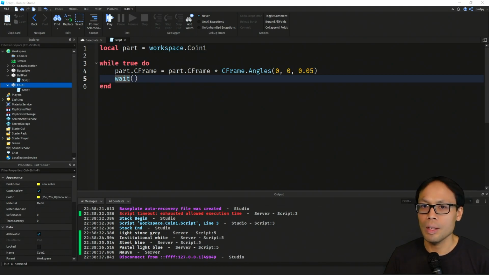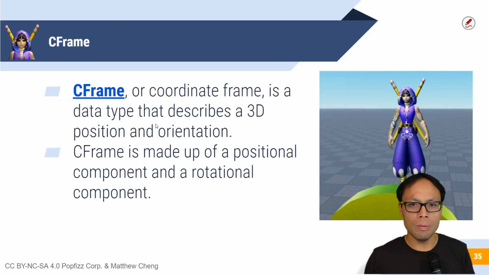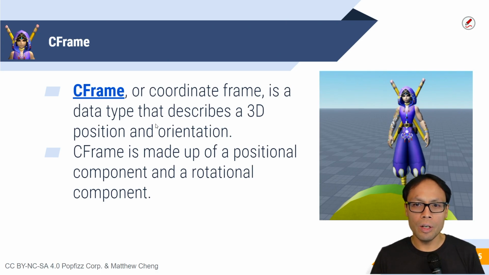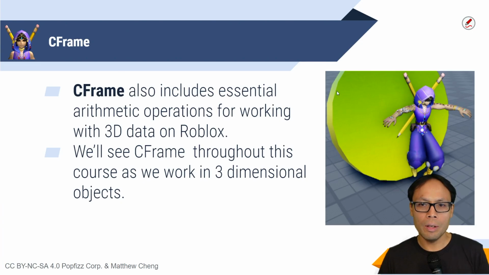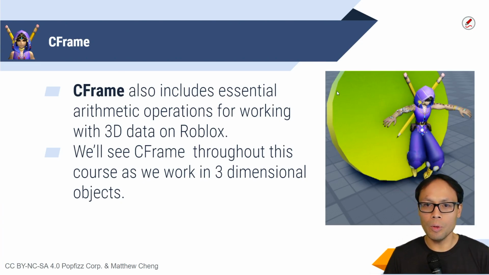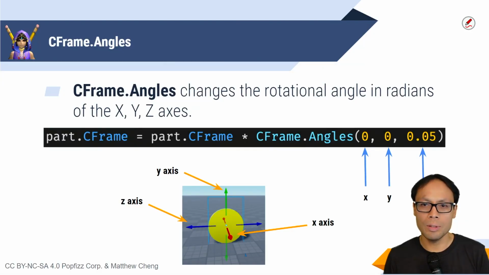Now, just to explain a little bit about what we're working with, CFrame stands for coordinate frame, and it's a data type that describes a 3D position and orientation. CFrame is made up of a positional component and a rotational component. CFrame also includes essential arithmetic operations for working with 3D data on Roblox, and we'll see CFrame throughout this course as we work with three-dimensional objects.